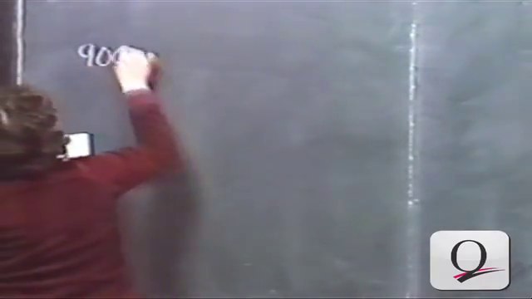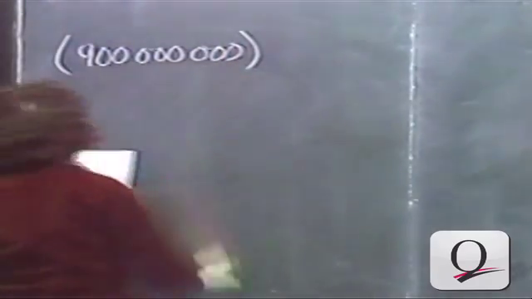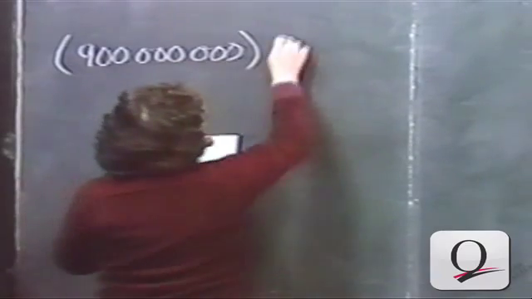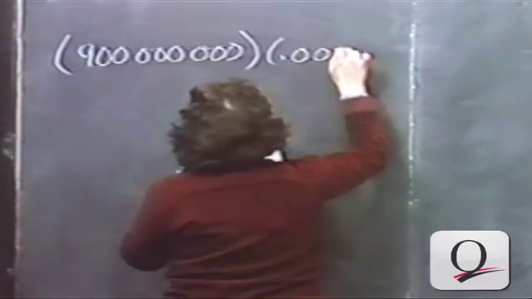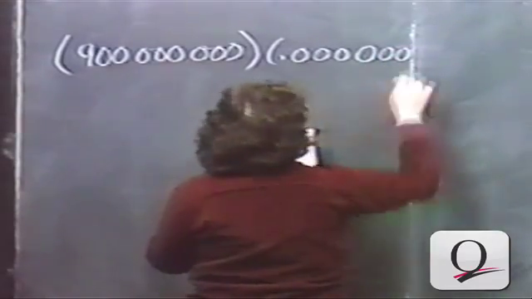For example, let's say we wanted to compute the value 900 million times 0.000000003.